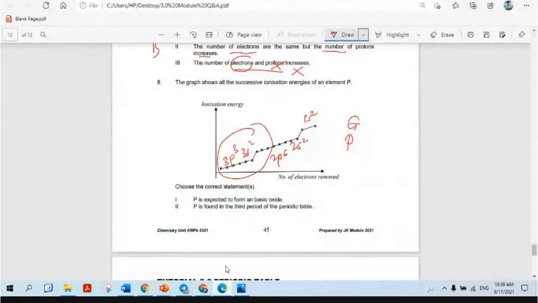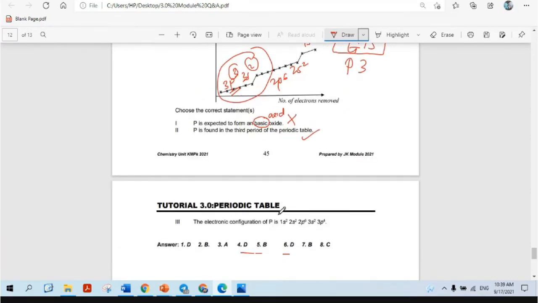Okay. Yes, period 3, group 15. Be careful. 3 plus 2 equal to 5. Block P, that's why 15. Okay. So group 15 metal or non-metal, class? Non-metal. Yes, non-metal. So non-metal, will it form basic oxide? Correct or not? No. Okay, P is found in the third period. Yes, period 3. The electronic configuration, is it correct?